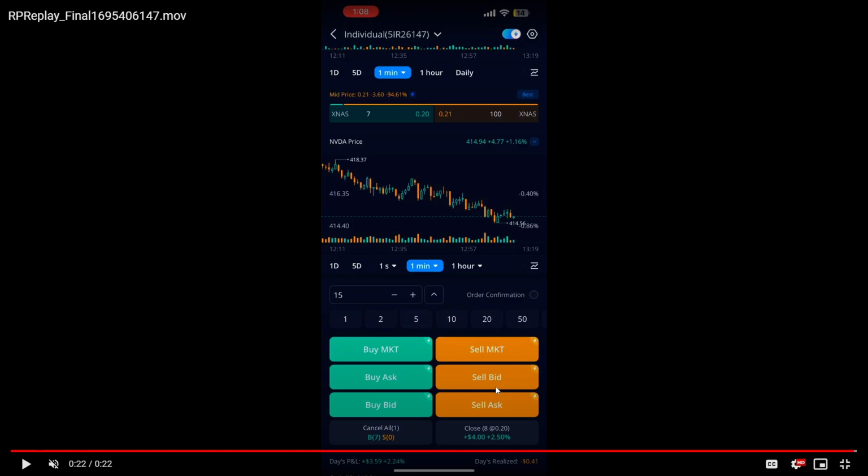You can click them, sell bid or sell ask, depending on what you want to do. Sell bid, you'll get filled instantly. Sell ask, you'll be filled at the asking price.